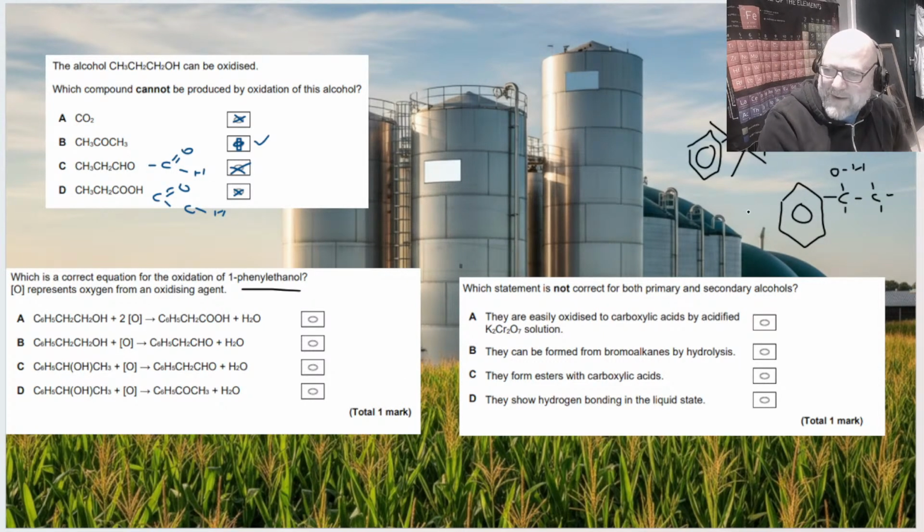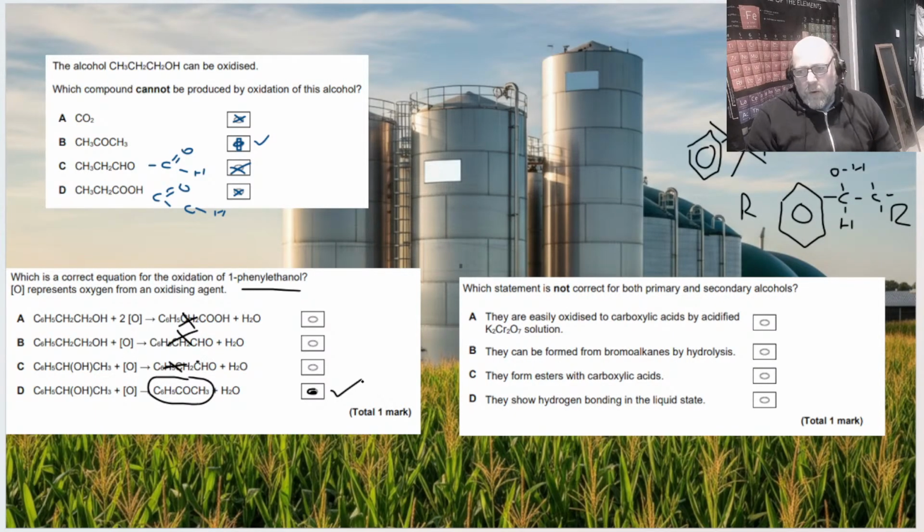That's a secondary alcohol because this counts as an R group and that counts as an R group, and it'll have one H there. So we have to make the ketone. You can see there, that's an aldehyde, and that's a carboxylic acid. They all come from primaries. So the only one that can come from a secondary is the ketone. Yeah, you're right, D. Also notice when you want to make a carboxylic acid, you need two of the oxygens because you're adding an extra oxygen. Right, which statement is not correct for primary and secondary?